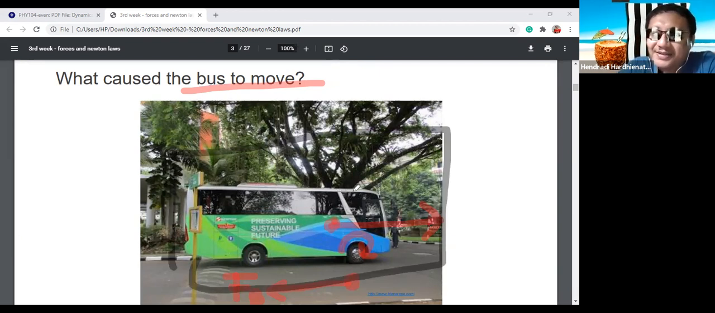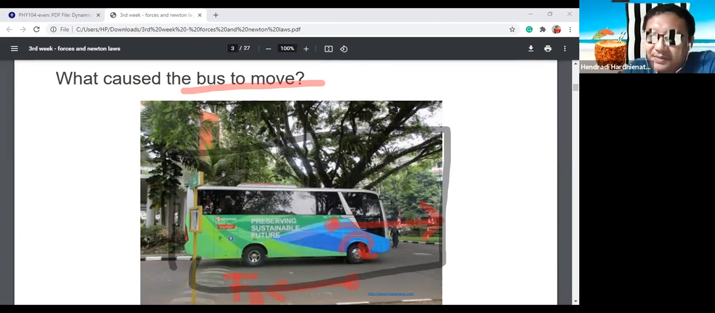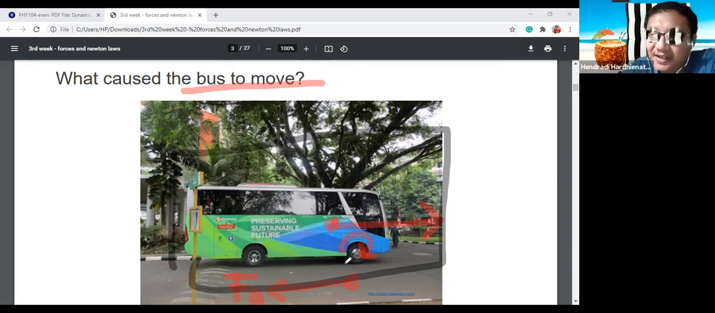Thank you. Okay, so I want to ask one more person. Florencia, can you turn on the mic? Hello, sir. So is there a friction between the wheel and the street? Is there friction? You know friction. Yes, gesekan. All right, the friction is causing the bus to move. Okay, you know friction force.